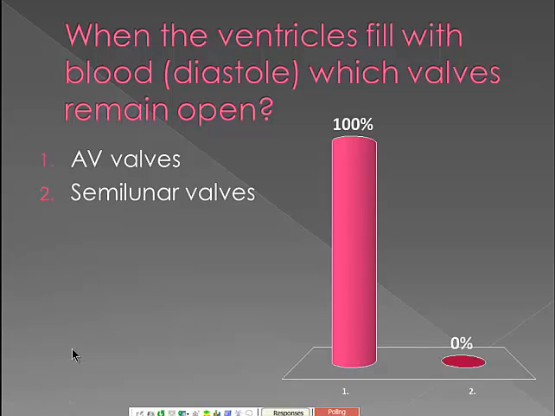Very good. Yes, this is correct, because during ventricular diastole, when the ventricle has to fill, the blood has to come from the atrium into the ventricle. So the AV valves have to remain open. And that's why this is the correct answer. The semilunar valves will remain open when the ventricle contracts during systole, in other words.